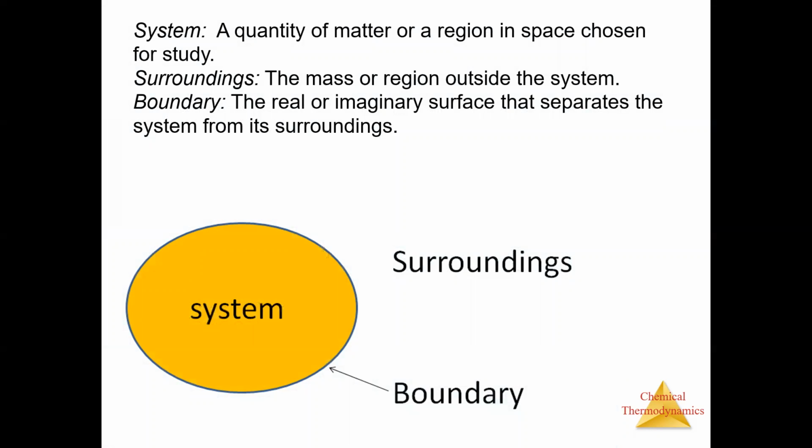While studying chemical thermodynamics, we are basically going to deal with three terms: system, surroundings, and boundaries, where the chemical reactions are taking place. So, what is a system? A quantity of matter or a region in space chosen for study is known as your system. The mass or region outside the system is termed the surroundings, whereas the real or imaginary surface that separates the system from its surroundings is known as the boundary.